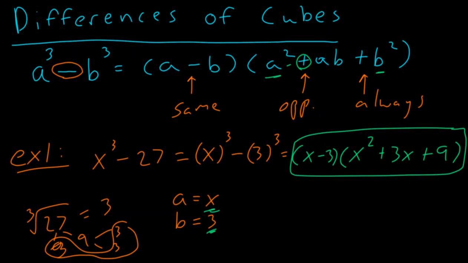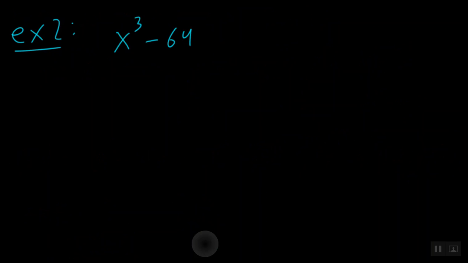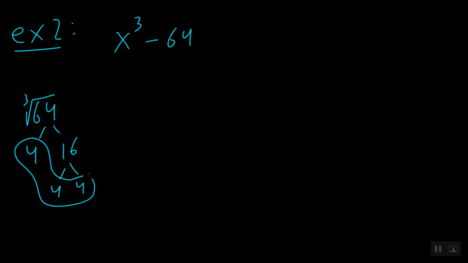Alright, and that's how easy that is once you understand how to use the formula. Let's move on to a second example. Okay, for example 2, we have x cubed minus 64. If I were to break down 64 and find its cube root, well, I know that this is really 4 times 16, or you could have done 8 and 8, or you could have done 2 and 32. It doesn't really matter. But I know that 16 breaks down into 4 and 4, and notice we have 3 4s. So the cube root of 64 is equal to 4.